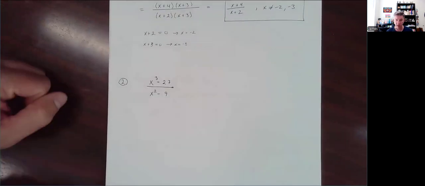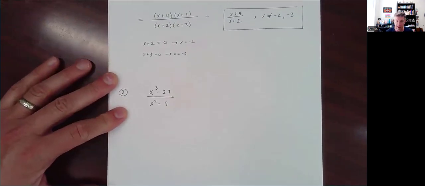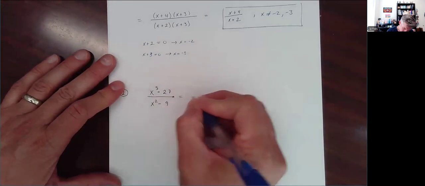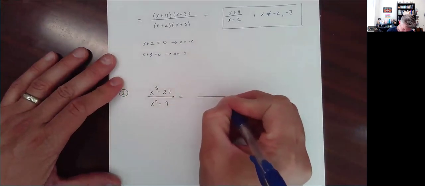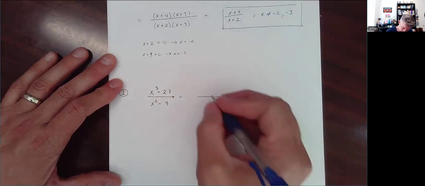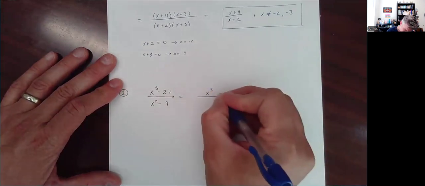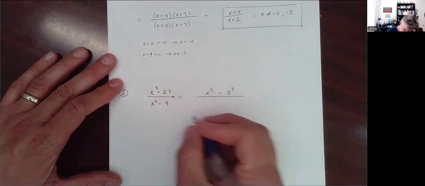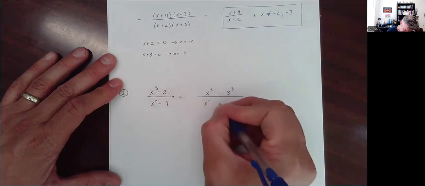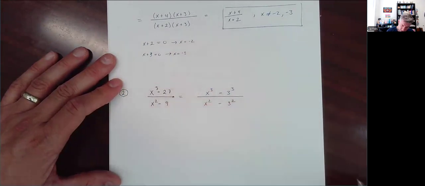Look at the same thing down here. So again, I'm going to start by factoring. Actually, I'm going to do something first. I'm going to write this as a difference of cubes. This is x cubed minus 3 cubed. This is the difference of squares, x squared minus 3 squared.